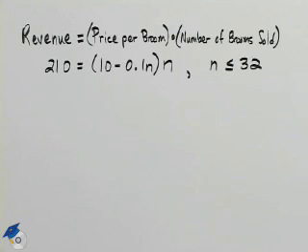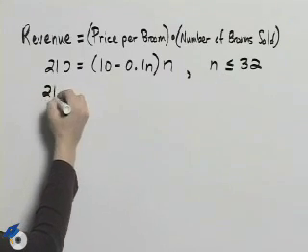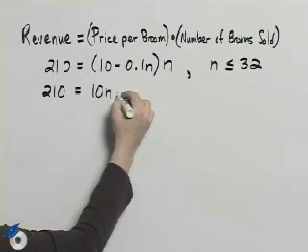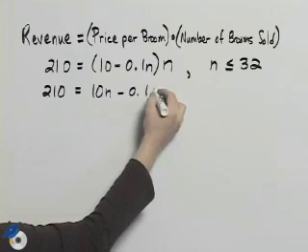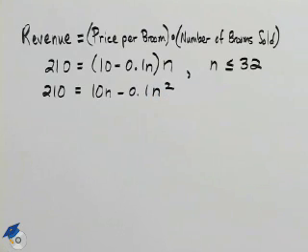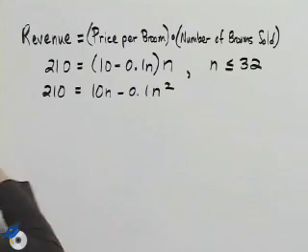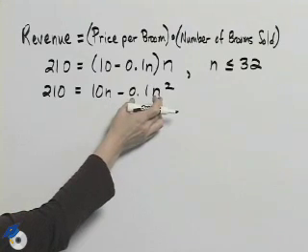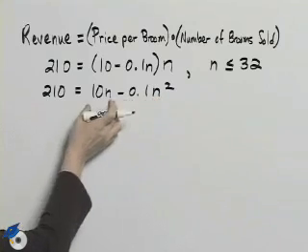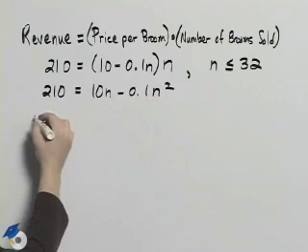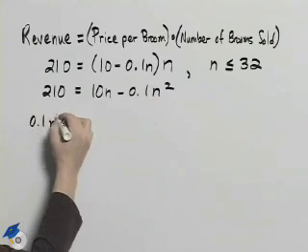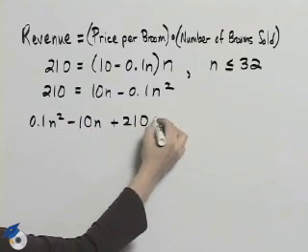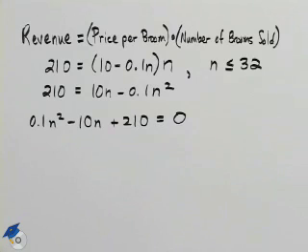To solve this equation, I will use the distributive property on the right, and I'll get 10n minus 0.1 n squared. Now, I notice that I have a squared term, so I'm going to set one side equal to 0. To make sure that the squared term is positive, I will add everything over to the left-hand side. So I will have 0.1 n squared minus 10n plus 210 equal to 0.